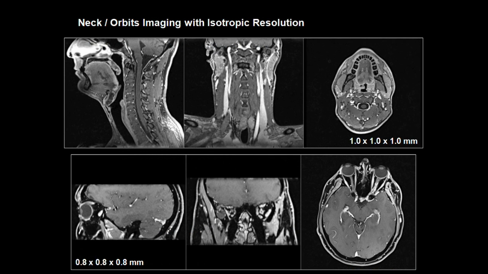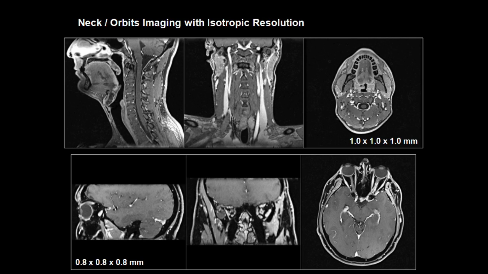On the next slide, you can see two of our applications. On top, this is our neck protocol. For these neck scans, we are using a StarVIBE protocol with an isotropic resolution of 1 millimeter, so that we can create multiplanar reconstructions in any orientation. And this image quality, I think, looks quite promising.